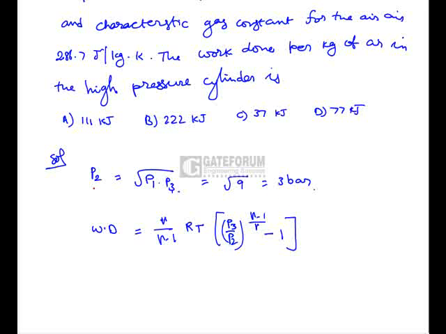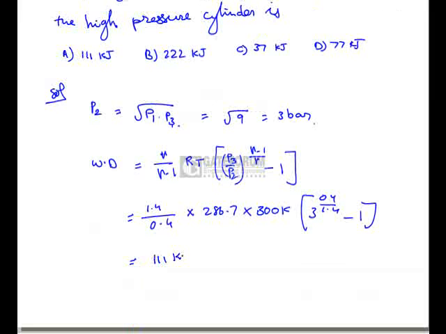The ratio P2 by P1 is also 3. So the work done for either cylinder is the same and is equal to gamma by gamma minus 1 RT into (P3 by P2) power of (gamma minus 1) by gamma, minus 1. Gamma is the compression index, that is 1.4, R is 286.7, and T is the initial temperature, 27 degrees centigrade, that is 300 Kelvin, and P3 by P2 is 3, with the power 0.4 by 1.4. It gives a value of nearly 111 kilojoules.